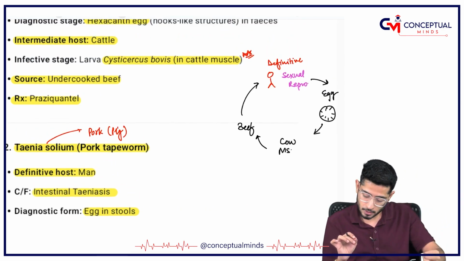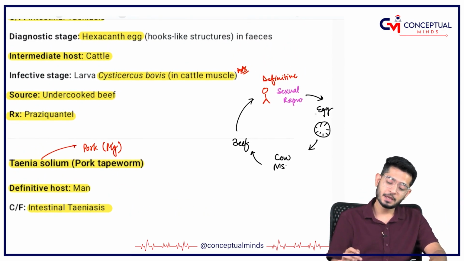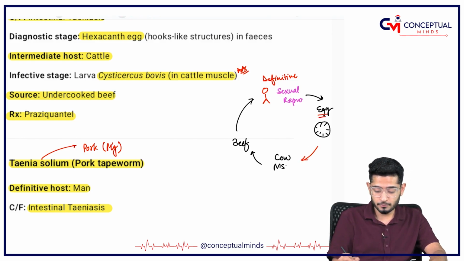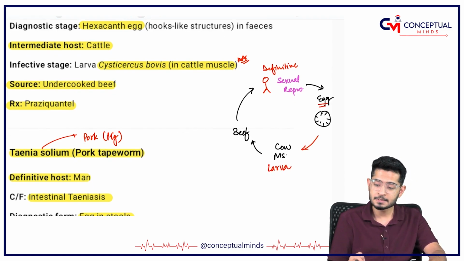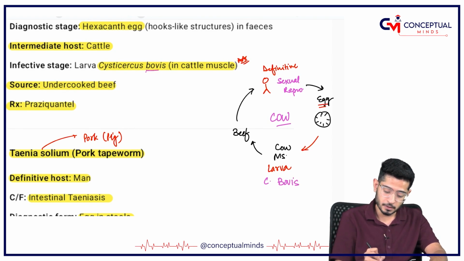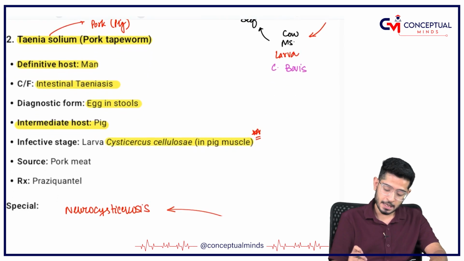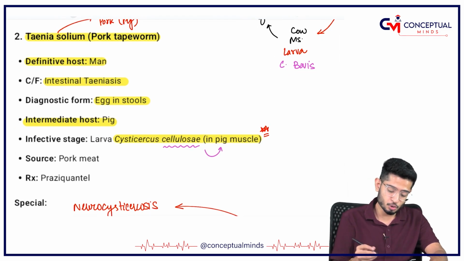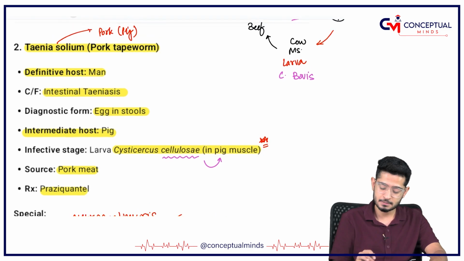Okay, I think I have missed one point. Yes, I missed this point. So see here, after the formation of eggs, it leads to the formation of larva in the cow muscles. So which is the larva which is formed in the cow muscles? If it is cow, then it is going to be Cysticercus bovis. Bovine is the word used for cattle. Whereas if it is Cysticercus cellulosae, it is referring to the pig muscle. Okay. The source is going to be the pork meat, and the treatment is praziquantel.